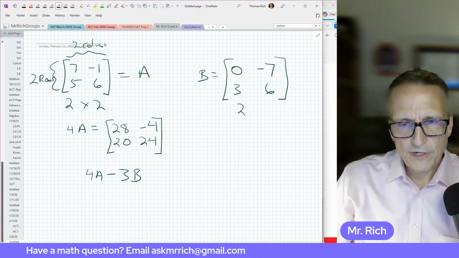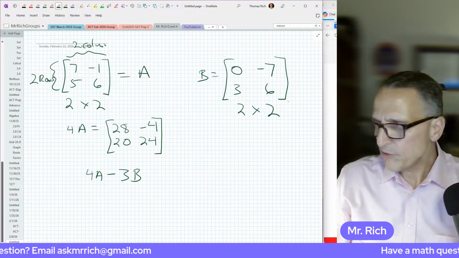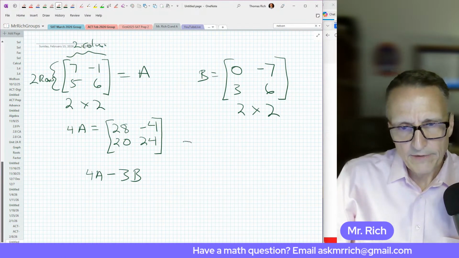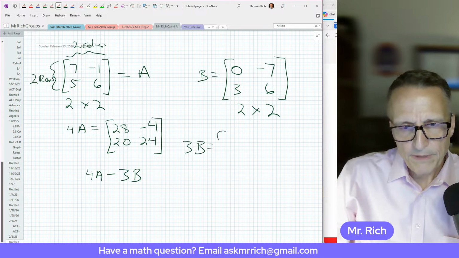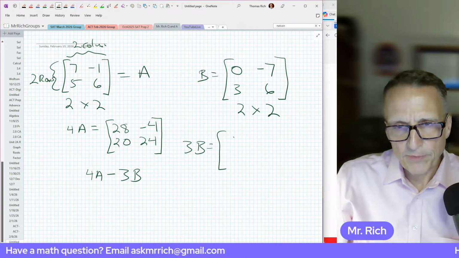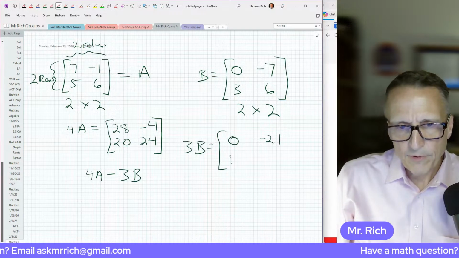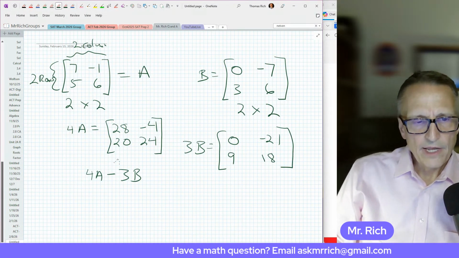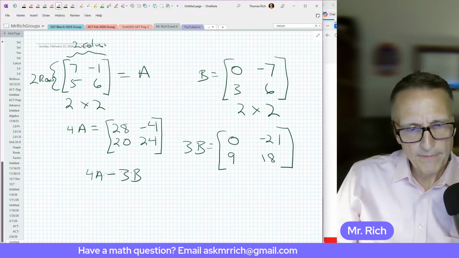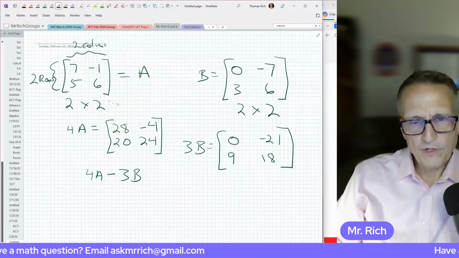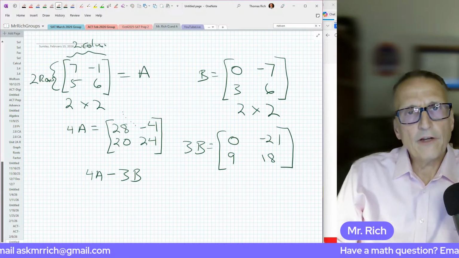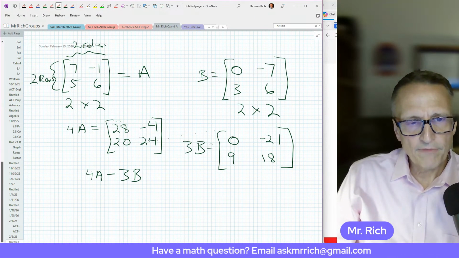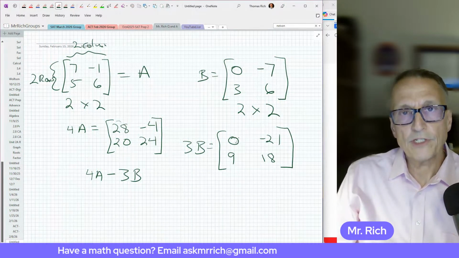Well, this matrix here is a 2-row by 2-column matrix. And so therefore, once I multiply it by 3, let's put that over here, 3B is going to give me also a 2 by 2 matrix. It would be 0, -21, 9, and 18. If I'm going to subtract 4A minus 3B, then what I would do is I would take all of the corresponding elements from matrix 4A, and subtract them from the corresponding elements over in matrix 3B.